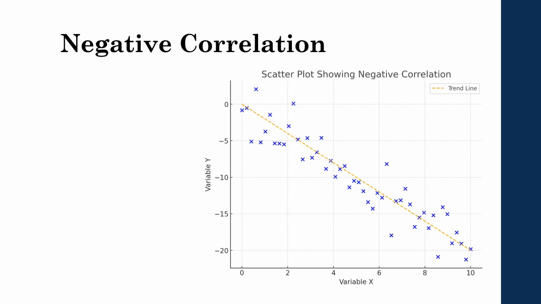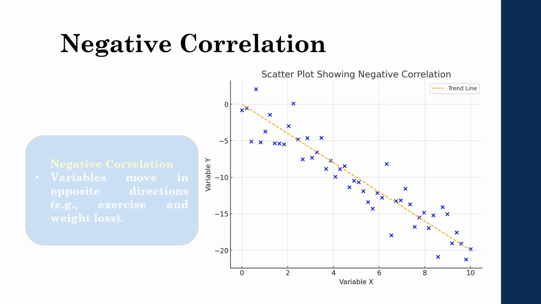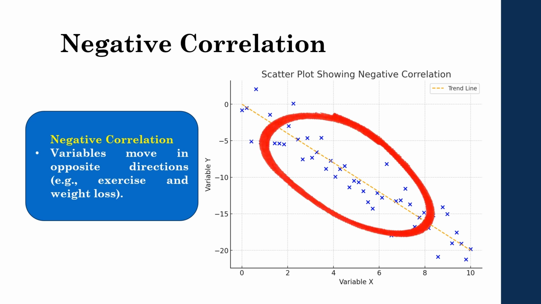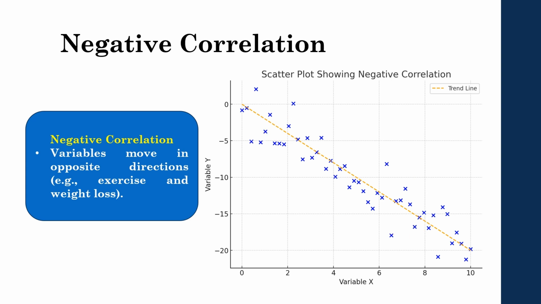Negative correlation happens when one variable increases while the other decreases. A common example is the relationship between exercise and weight loss. More exercise often leads to lower weight. In a scatter plot, a negative correlation is represented by a downward trend, with points moving in opposite directions. Understanding negative correlations can be crucial in scenarios where balancing two factors is necessary, such as cost reduction versus quality maintenance in business.